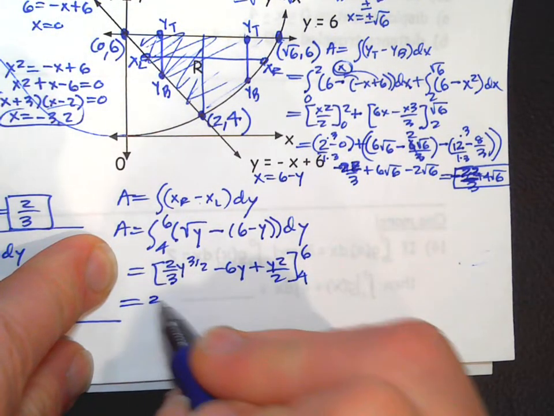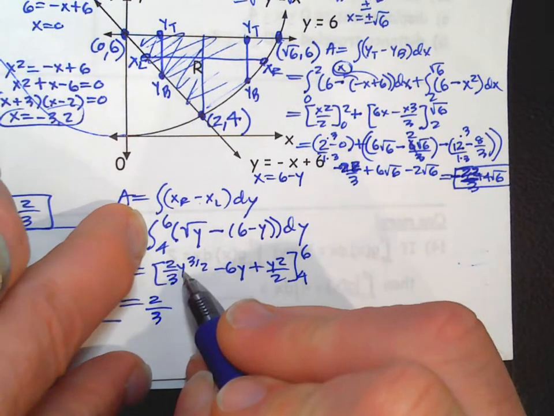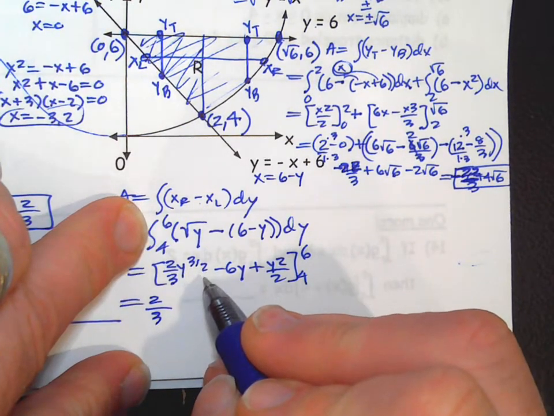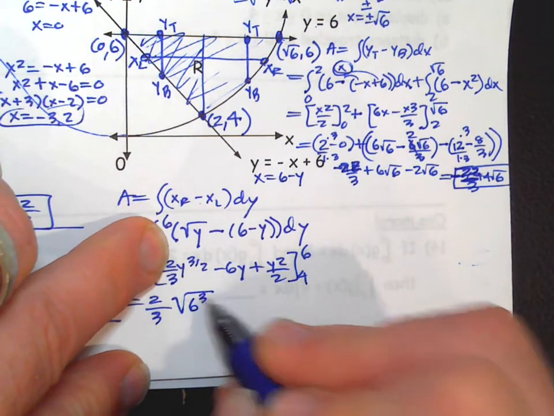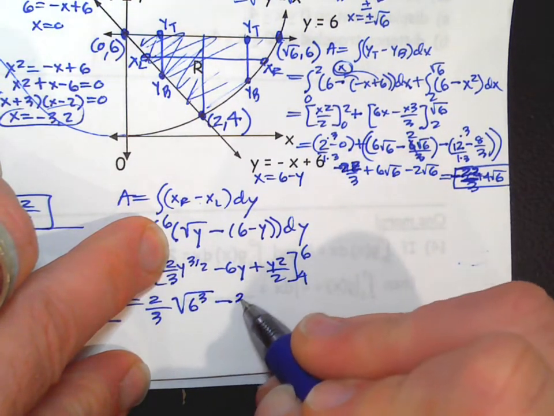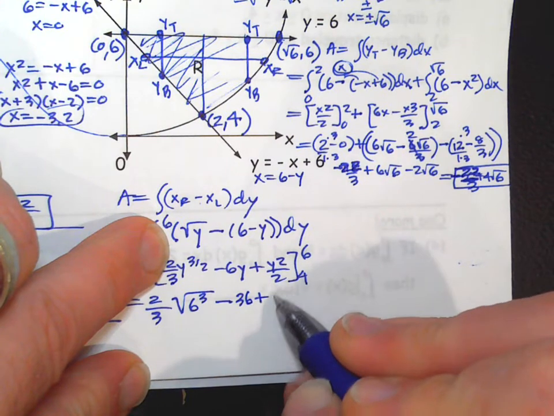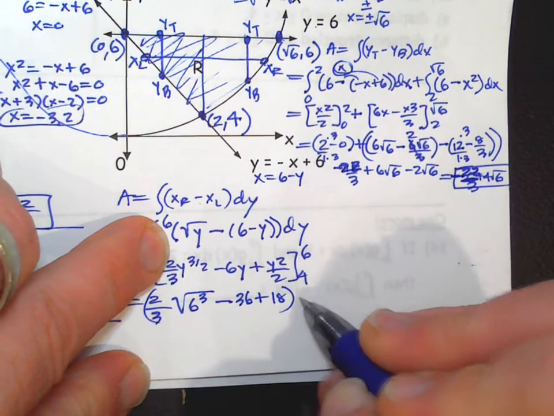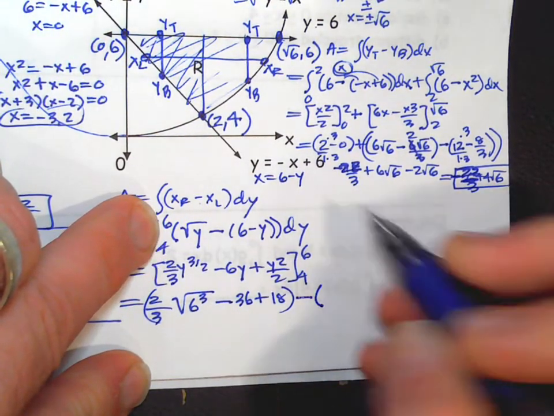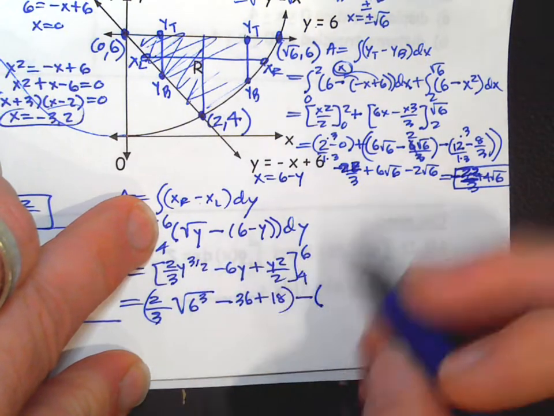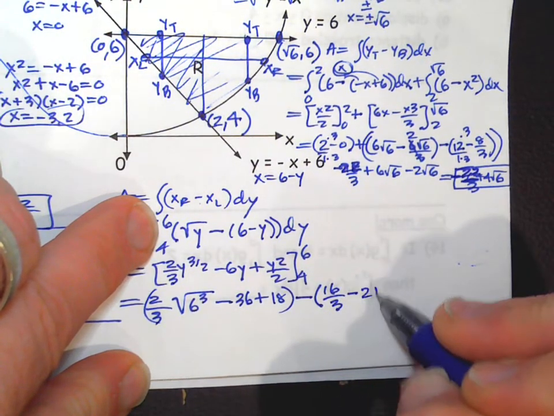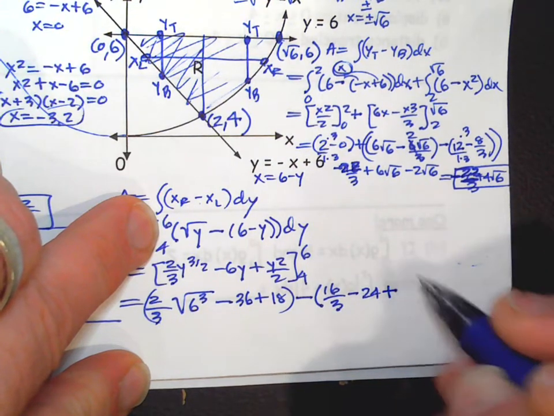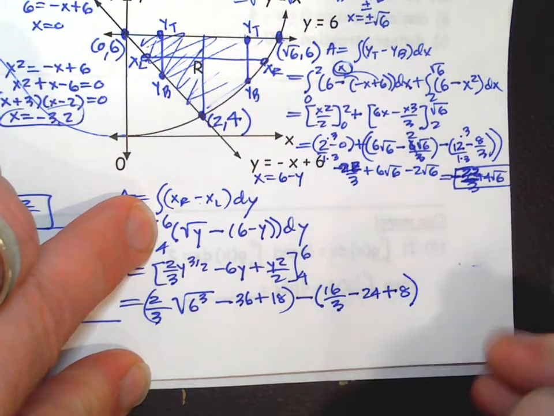So we plug it in here. We get 6 to the 3 halves. So that's the square root of 6 cubed, minus 36, plus 36 over 2 is 18, minus plug 4 in. The square root of 4 is 2, cubed is 8, 16 thirds minus 24 plus 16 over 2 is 8.